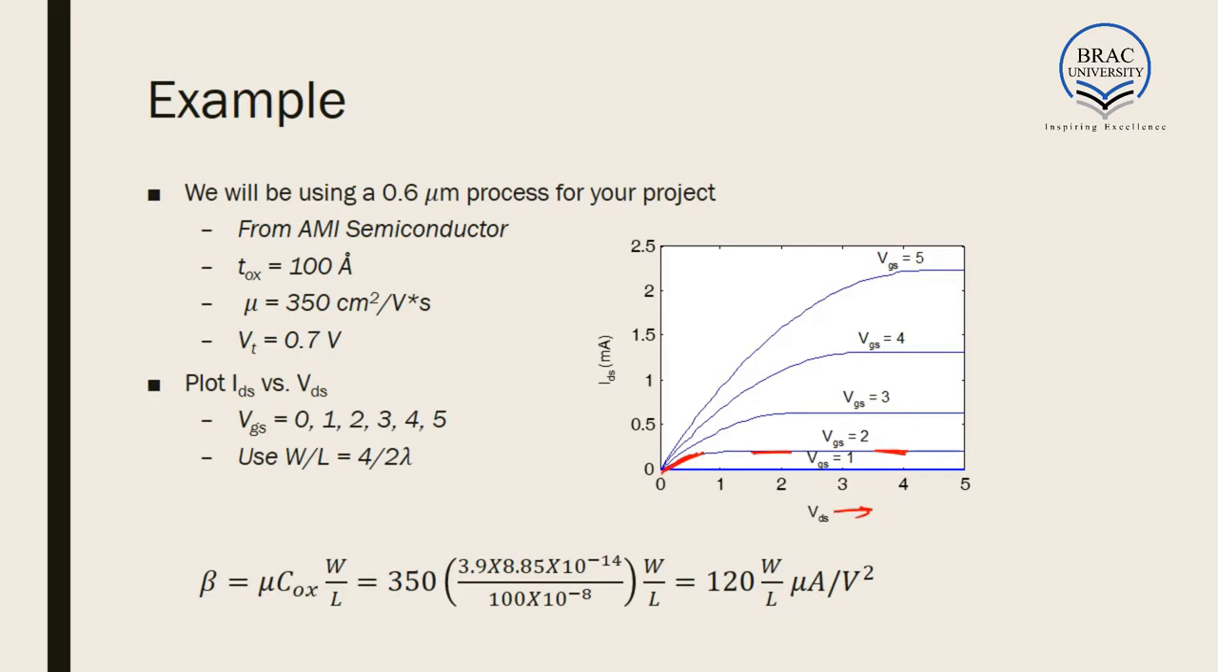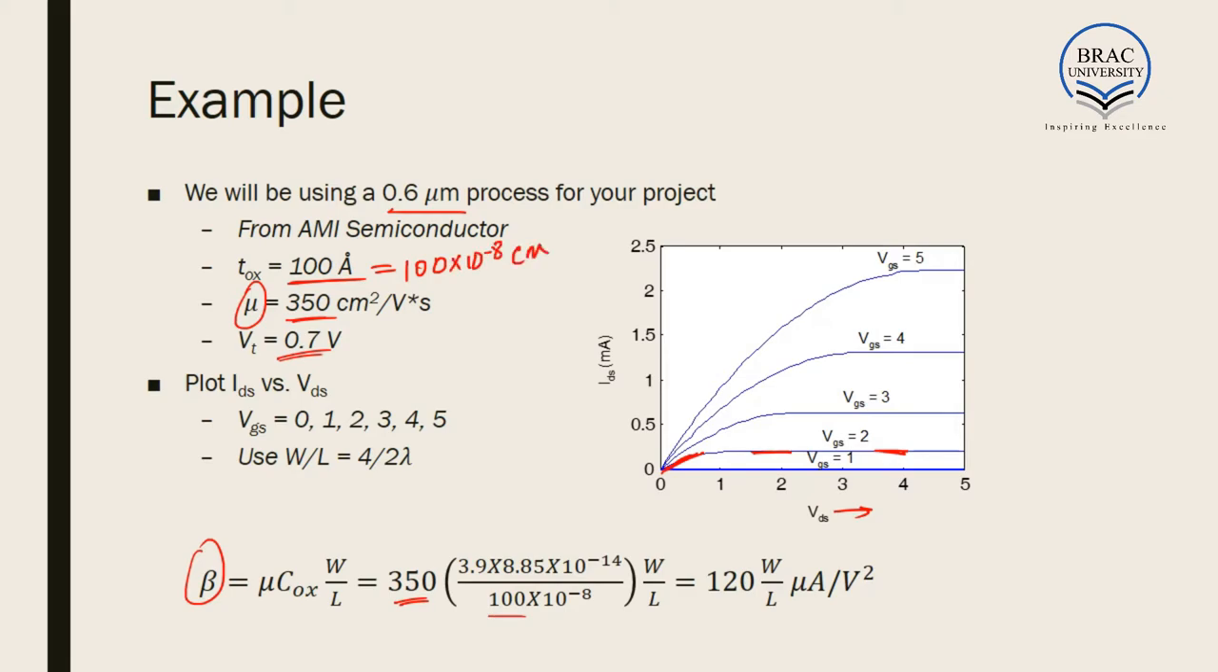So we are here viewing an example where we will be measuring the IV characteristics of a 0.6 micrometer process. The parameters given here are oxide thickness is 100 angstrom, mu is equal to 350 centimeter square per volt second, mu is the mobility, and threshold voltage is 0.7. Now the beta, which is a constant parameter for this MOSFET, would be mu is 350, COX is 3.9 into 8.85 into 10 to the power minus 14, and T is equal to 100 into 10 to the power minus 8. One thing to be remembered, 100 angstrom means 100 into 10 to the power minus 8 centimeter.